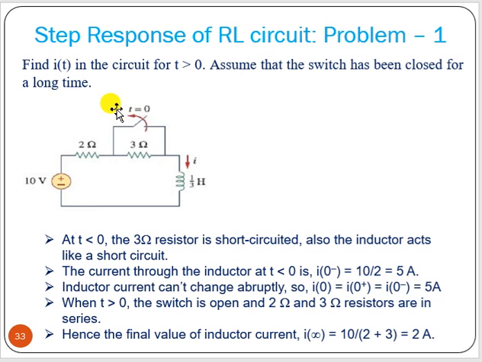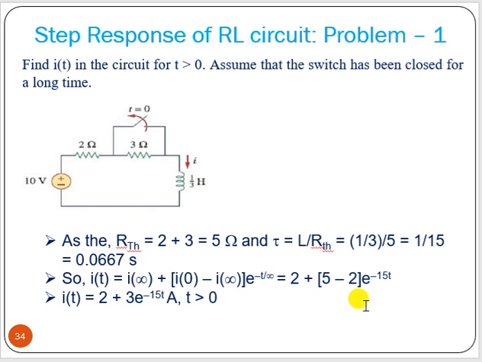Now when the switch is open, what is the current flowing through this? 10 by 2 plus 3, that is 2 ampere current. Now looking at the circuit from the inductor, after the switching operation, with the switch open, we can see 3 and 2 in series, with the voltage source short circuited. So RT is equal to 3 plus 2, 5 ohm. Tau equals L by R, so 1 by 3 divided by 5, that is 1 by 15, or 0.0667 second.